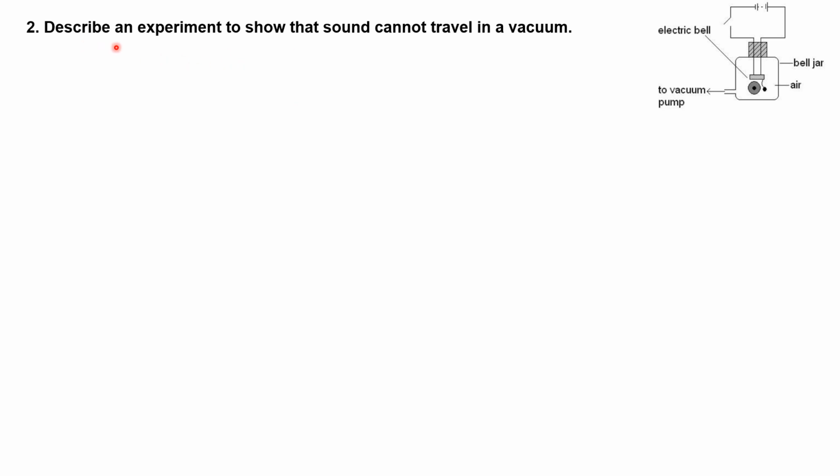So in describing this experiment, you have this diagram at the back of your mind. You begin by saying, place the electric bell, while you are looking at your rough diagram. This is the electric bell in a bell jar. The bell jar is this container here outside. Place the electric bell in a bell jar. That's how it begins. That's 1 mark already. I've started making marks, 1 mark, by just saying this.